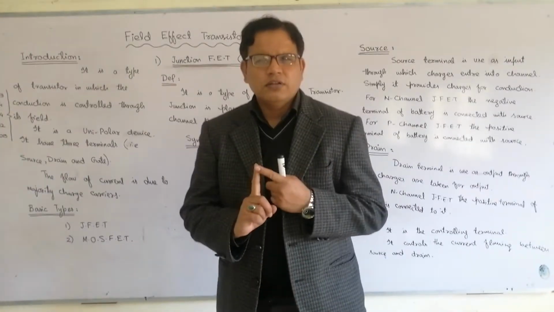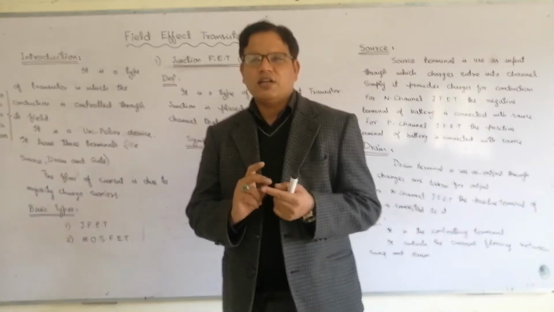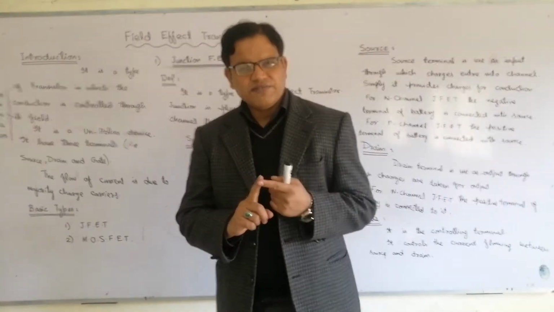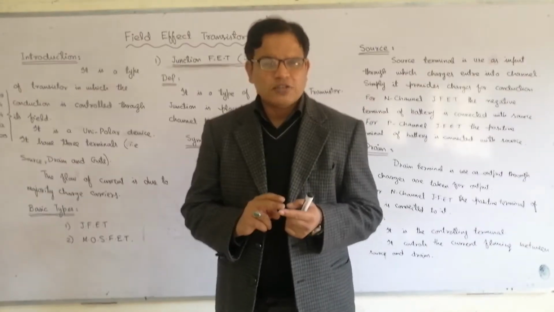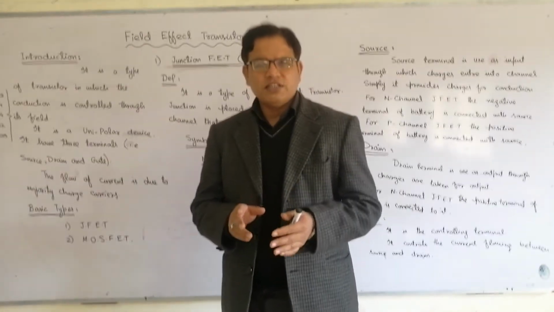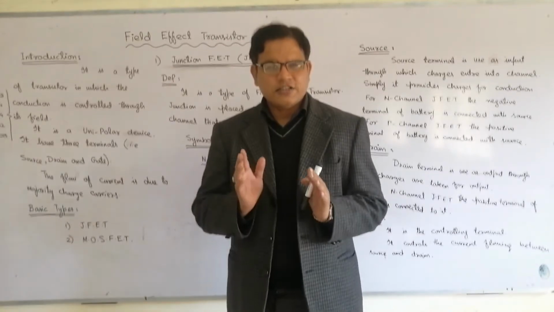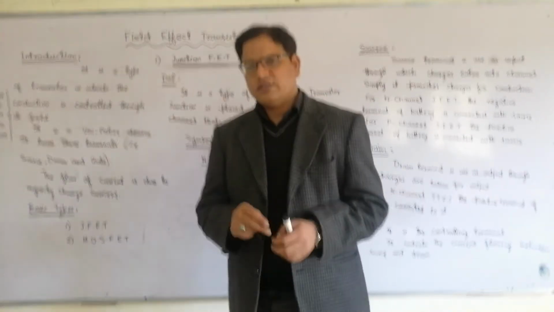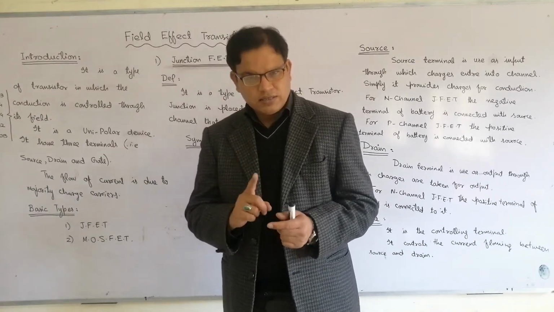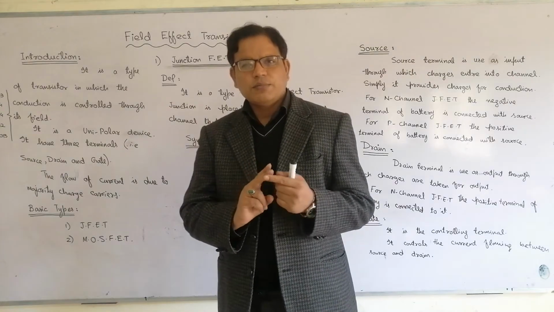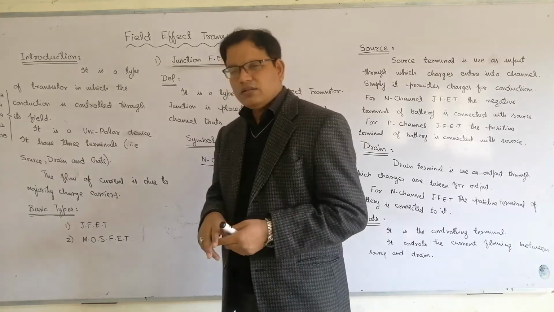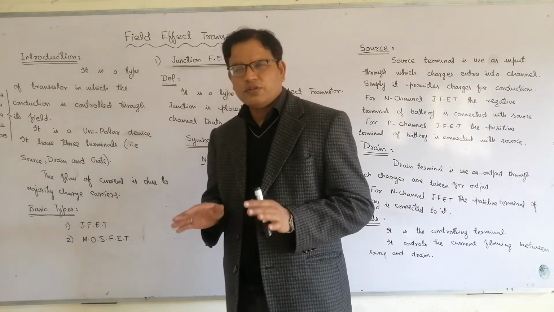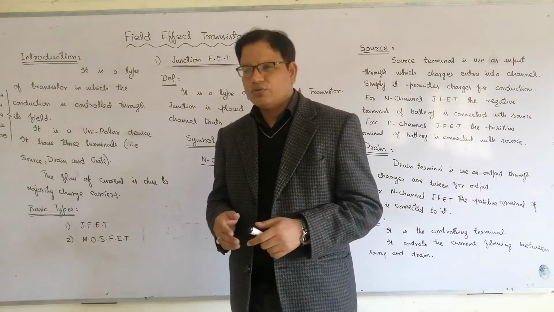It has basically two basic types. Number one, JFET. JFET stands for Junction Field Effect Transistor. And the second type is MOSFET. MOSFET means metal oxide semiconductor field effect transistor. These are the two types: number one JFET, number two MOSFET. And there are further subtypes of JFET that we will discuss in the future.